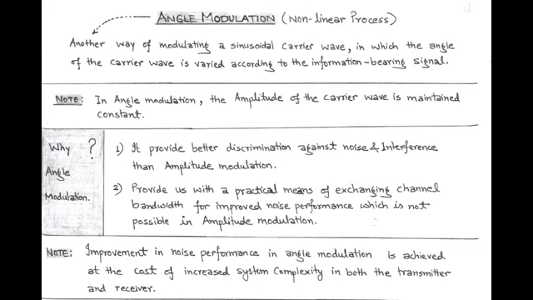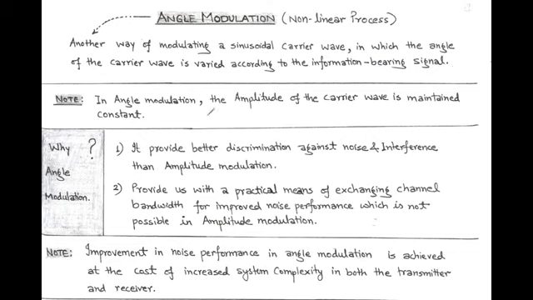Hello friends, our next topic is angle modulation. As we have already discussed, amplitude modulation is a type of linear process, but angle modulation is a non-linear process. In this process, the angle of the carrier wave is varied according to the message signal or information bearing signal. So this is the definition of angle modulation: a process in which the angle of the carrier wave is varied according to the message signal.